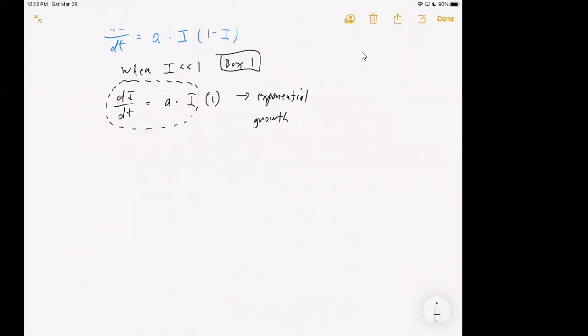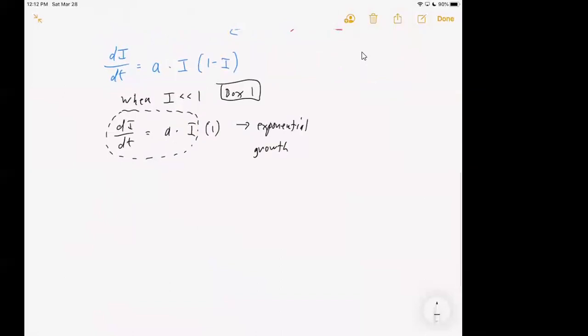The second thing we need to consider with this is we have two factors. We have I. If I equals 0, that's not very interesting. If I equals 0, there's no epidemic. dI/dt would be 0 because no one was infected and there's no one to spread the disease. What's more interesting is what happens when I approaches 1. Now what does that mean? That means everyone is infected.